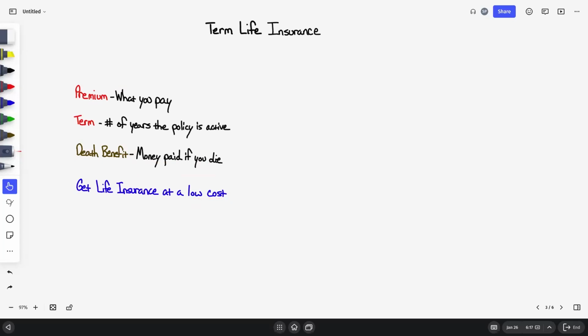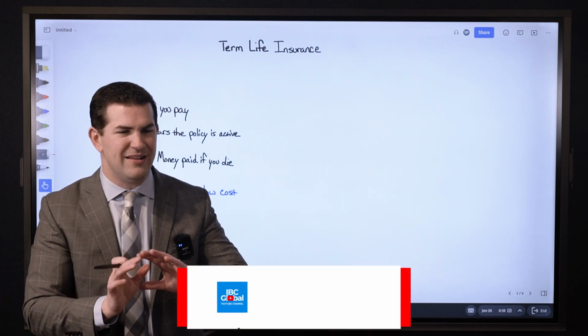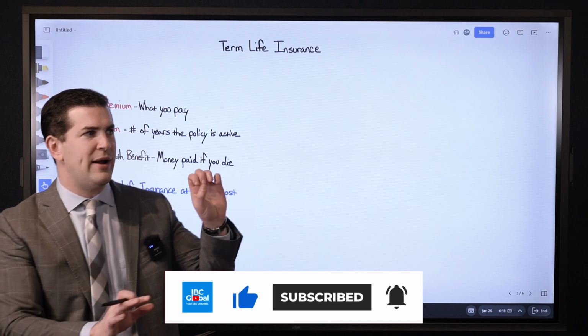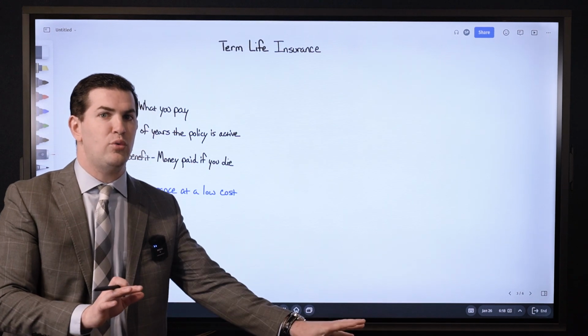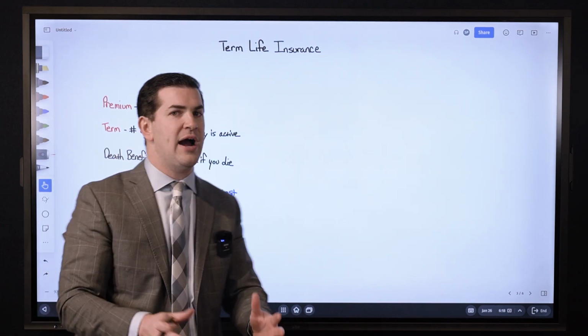Usually, people will get a term life insurance policy if they're looking to get life insurance at a very, very low cost. If I'm looking for a certain amount of life insurance coverage and I want to spend the least amount of money every month or every year, I just say, how do I get X amount of dollars in insurance at the lowest price point possible? A term life insurance policy typically will accomplish that.